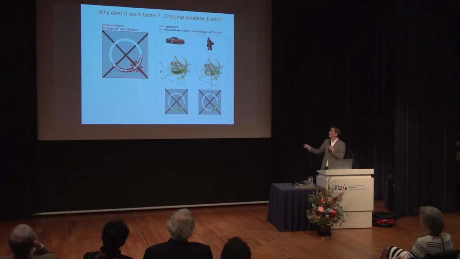Okay, so basically I mentioned why does this work so much better, these trackings? Because we have crossing geodesic fronts. If you do the geodesic fronts in position in the image domain directly, you get leakage at crossings and complex structures. Whereas in the lifted space of positions and orientations, you don't suffer from these problems. These fronts do not leak.